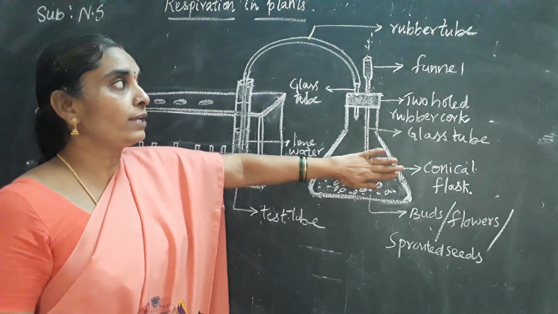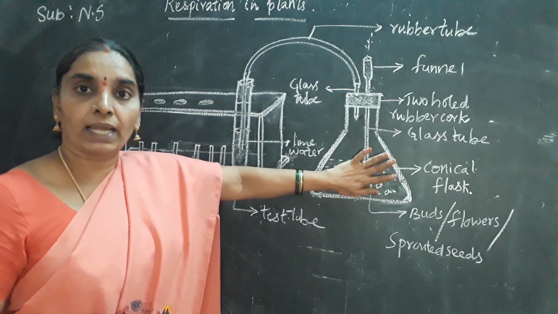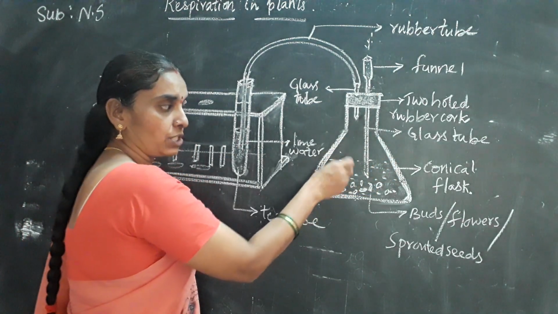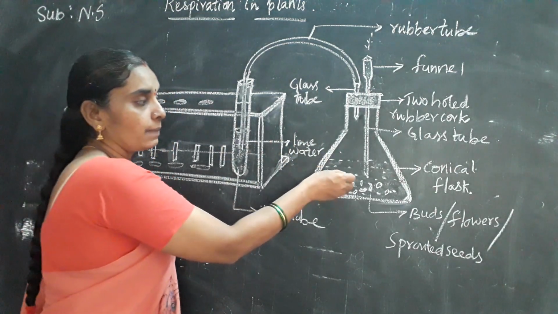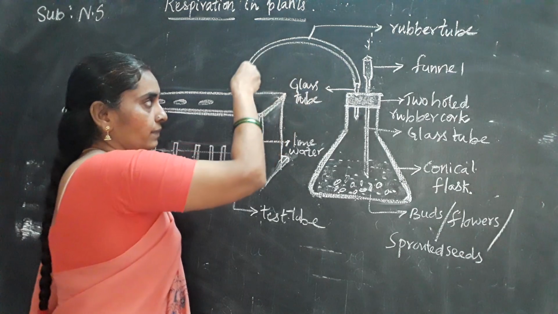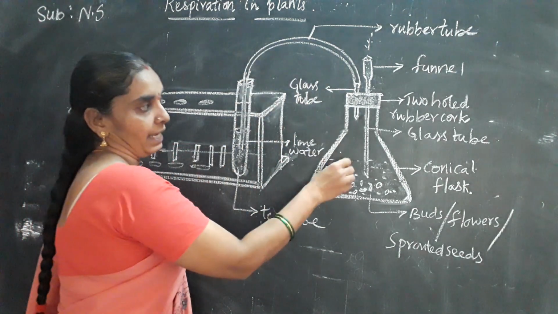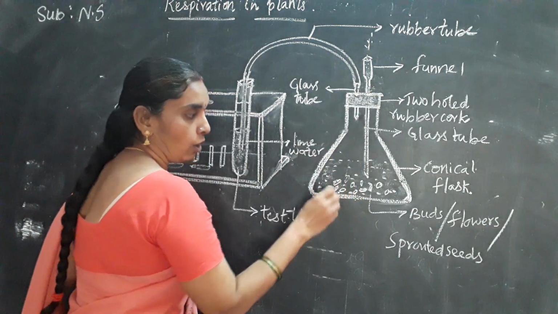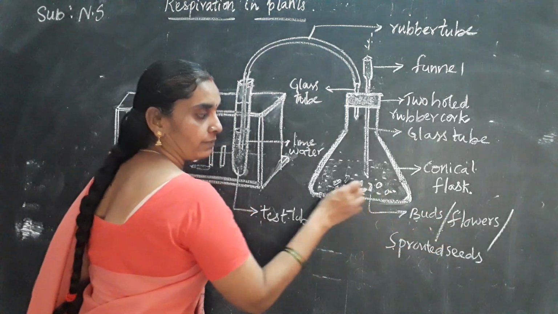At first, when you add water into the conical flask, there will be no change. Why? Because no respiration has taken place, here no organisms are present. The air simply is being moved from the rubber tube into the lime water. Is it clear?